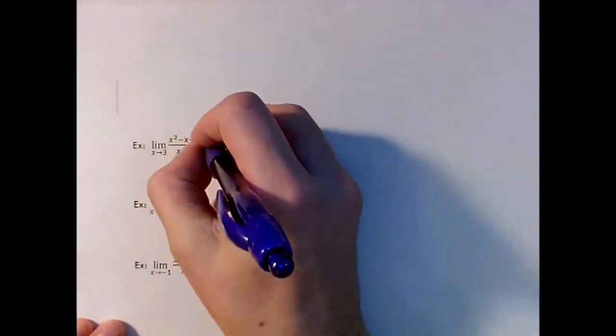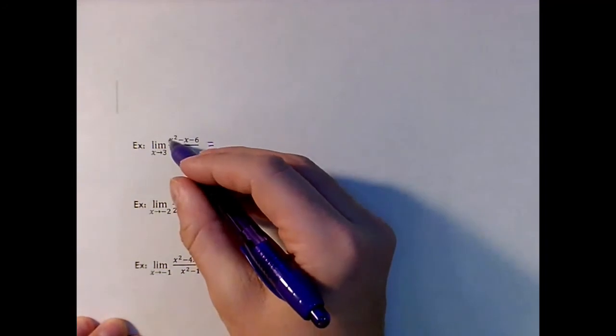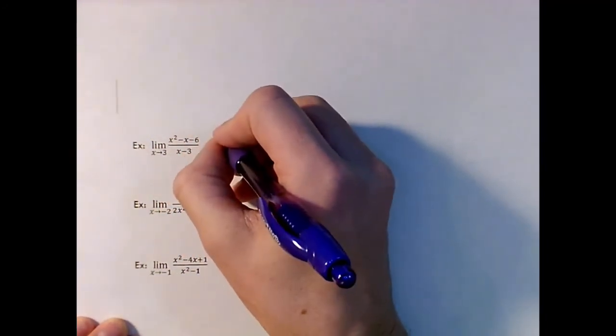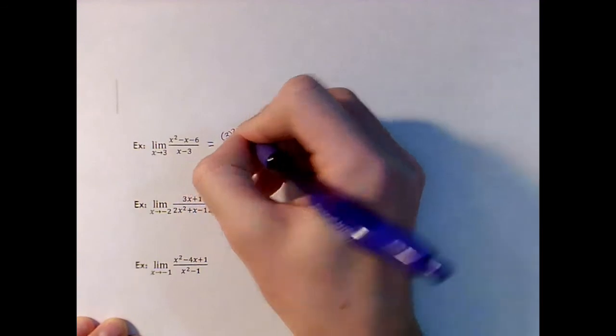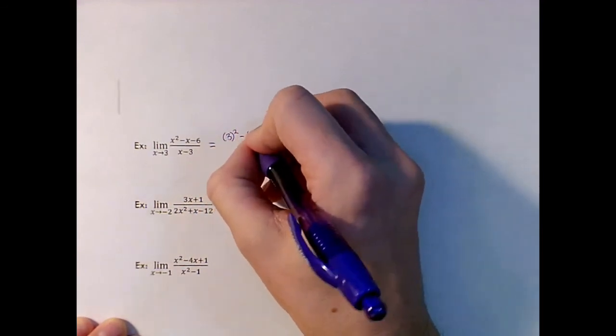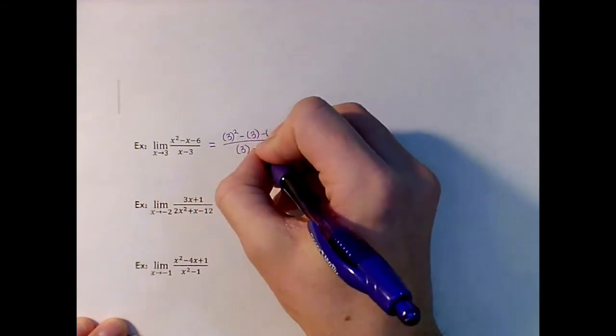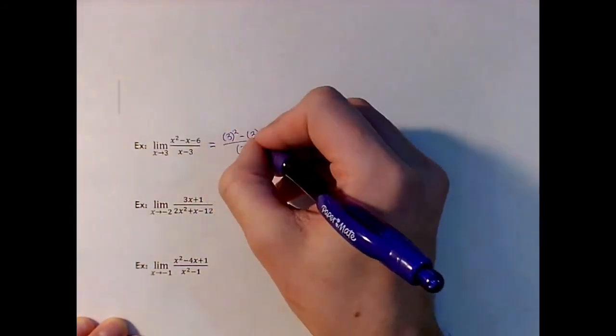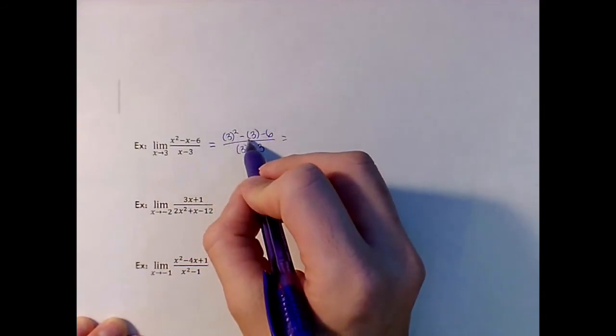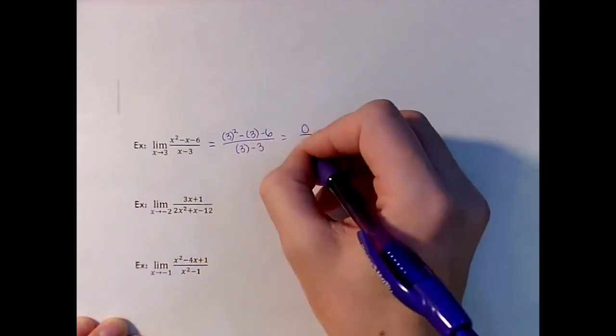Let's see what we have here. If I plug things in, I'll figure out what I have to do. If I plug in 3, I would get 3 squared minus 3 minus 6 over 3 minus 3. 3 squared is 9. 9 minus 3 is 6. 6 minus 6 is 0. 3 minus 3 is 0.